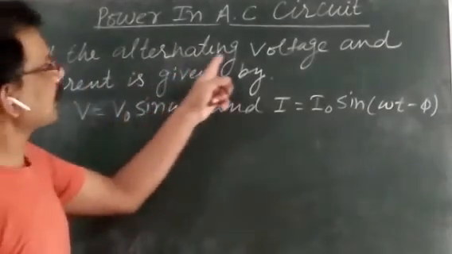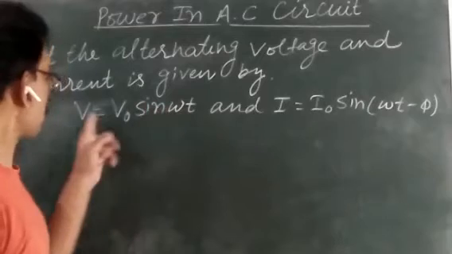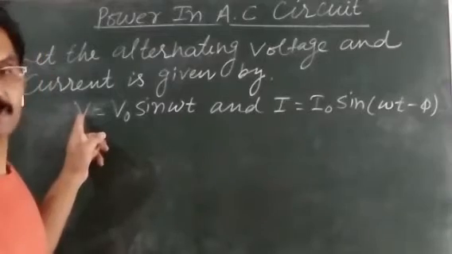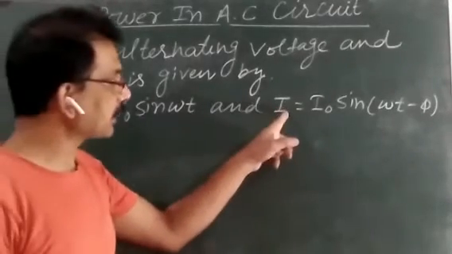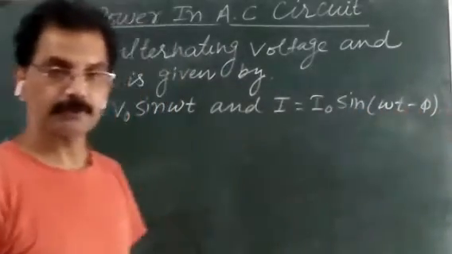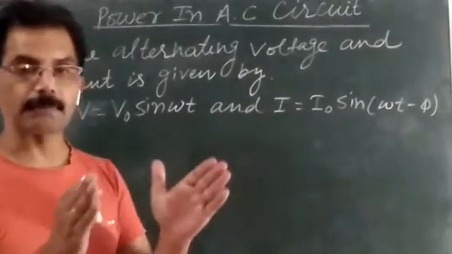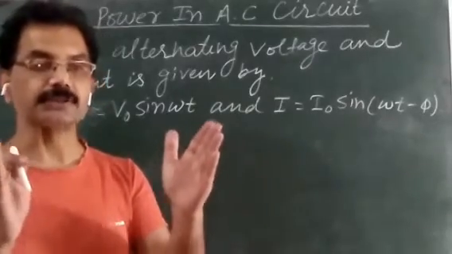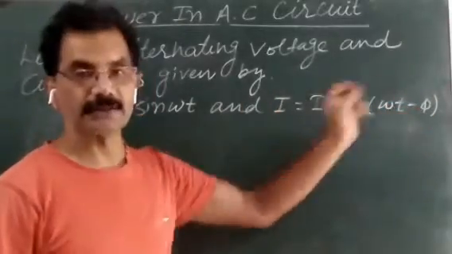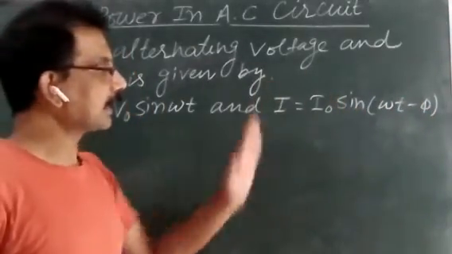So let the alternating voltage and current be given by the equations V is equal to V naught sin omega t. As you know, V is the instantaneous voltage. And the instantaneous alternating current in any circuit is given by I is equal to I naught sin omega t minus phi. It means I want to take the power in that AC circuit in which there is a phase difference between the voltage and current. And the phase difference between the voltage and current is phi. It does not matter whether this phi is lead or lag, the phase difference between voltage and current is phi.